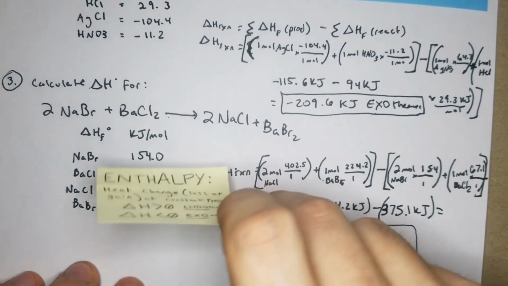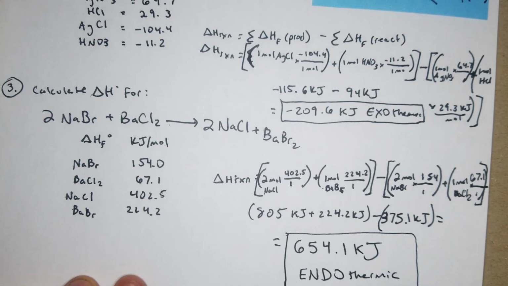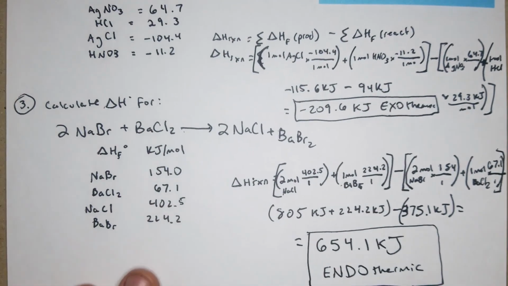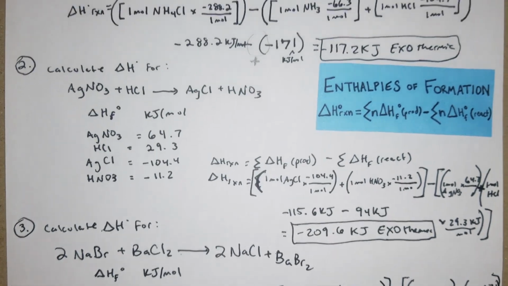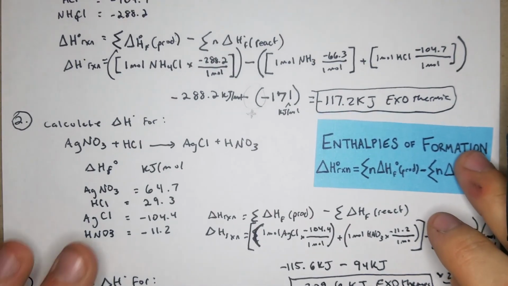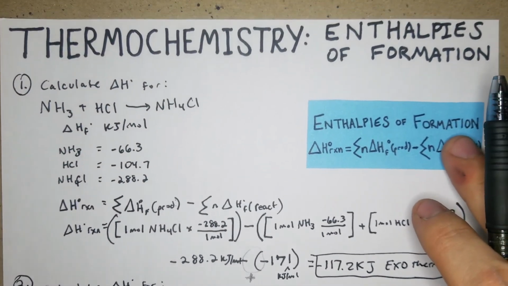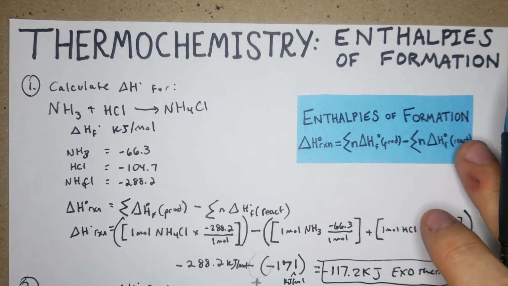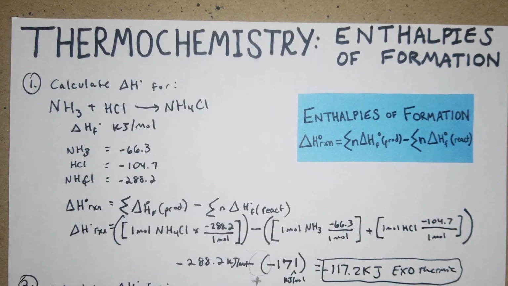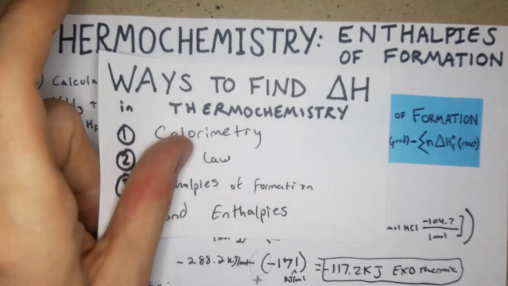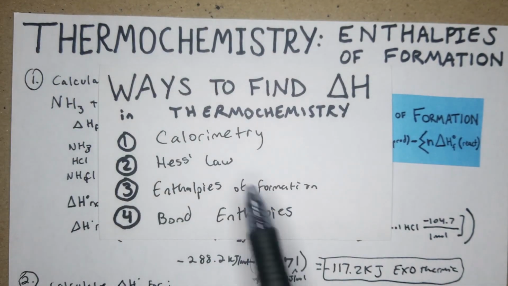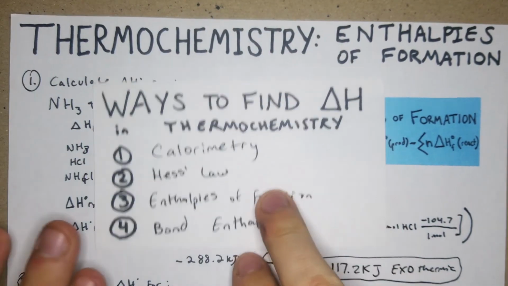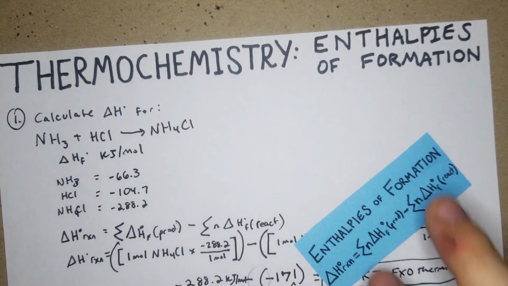All right, cool. So yeah, I think enthalpies of formation really aren't that bad. Hopefully I'm not insulting anyone by saying that. Basically, you just follow that formula, and it is a complicated formula, but once you get it down, I think you're pretty much good to go with these. And in the next video, I'm going to go over bond enthalpies, and that will be the last of the 4 ways to find delta H. Hopefully this helps someone.